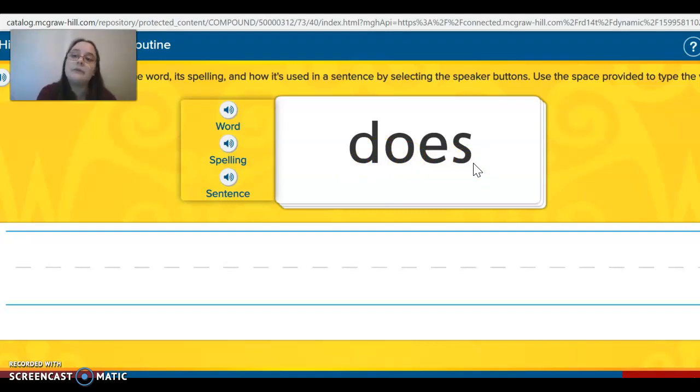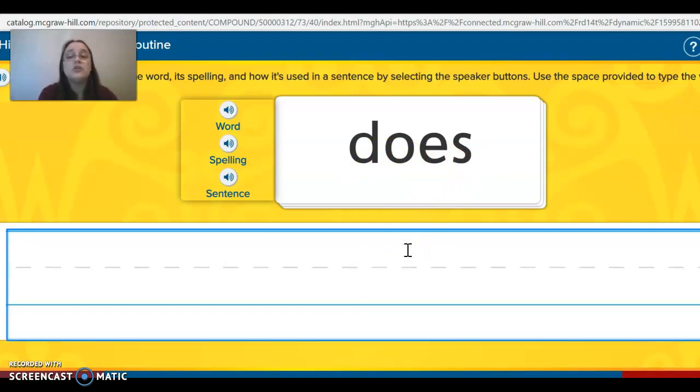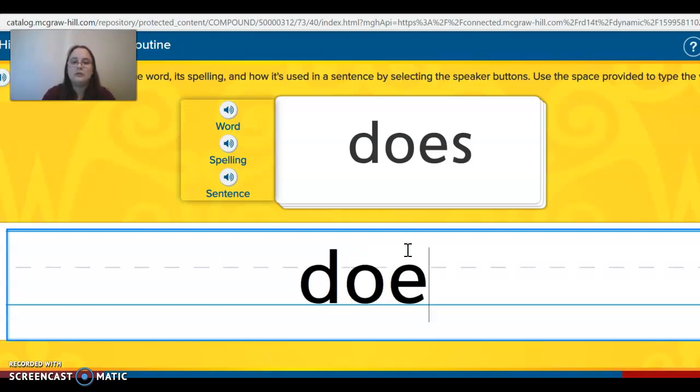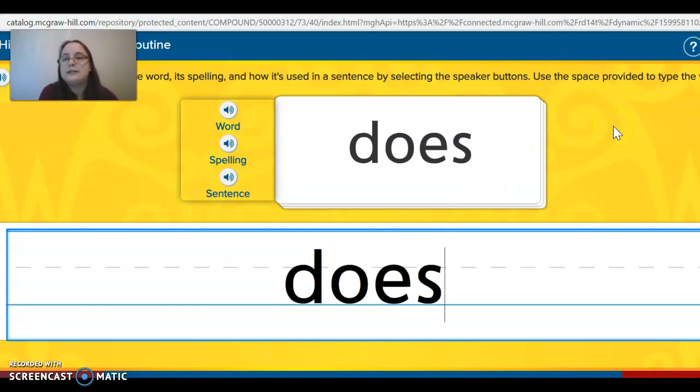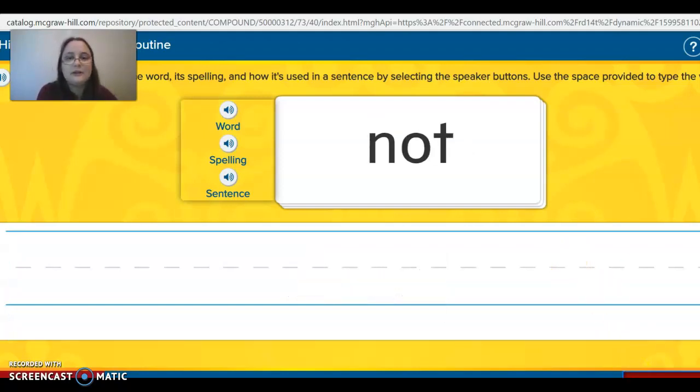And so today, when you go back to Seesaw, you're going to practice writing it yourself. If you look down here, we have this cool little thing where Miss Greathouse can type. So we have D-O-E-S, does. An example is, she does not like lemons. Or she does not like olives. Miss Greathouse does not like olives. Okay, let's go to our next word.